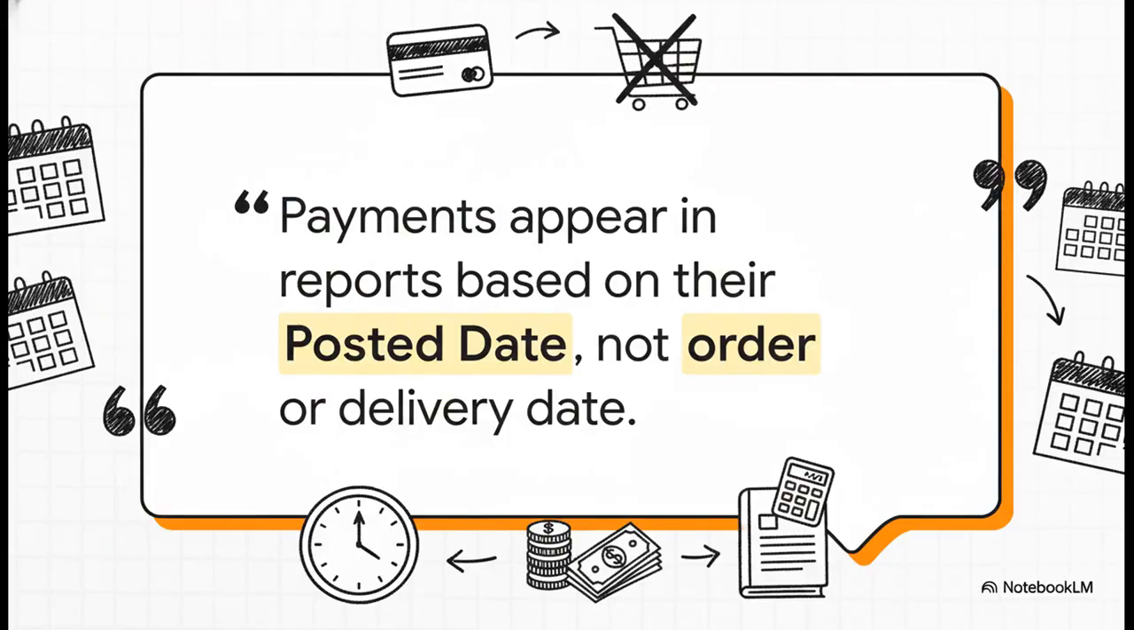And that right there is the absolute core of all of this. The posted date, January 11th in our example, is the day the money was actually made available. It's not when the order was placed or even when it was delivered. Understanding this is a total game changer for accurate accounting because it means you can properly manage your cash flow and forecast your revenue with real confidence.